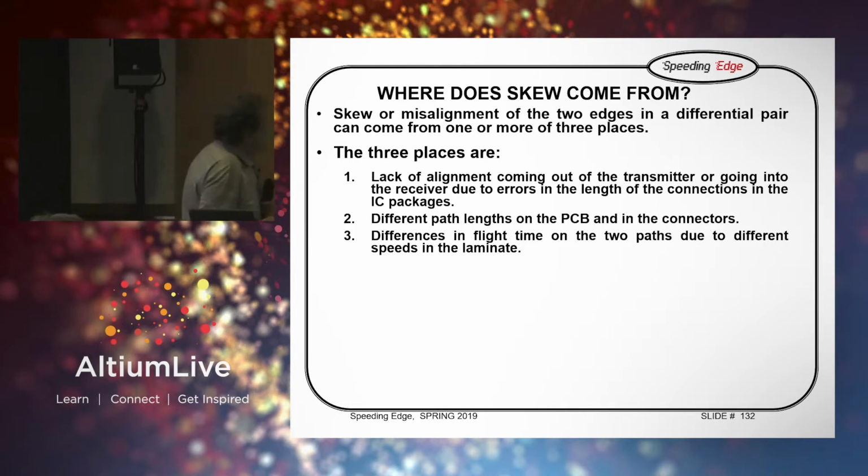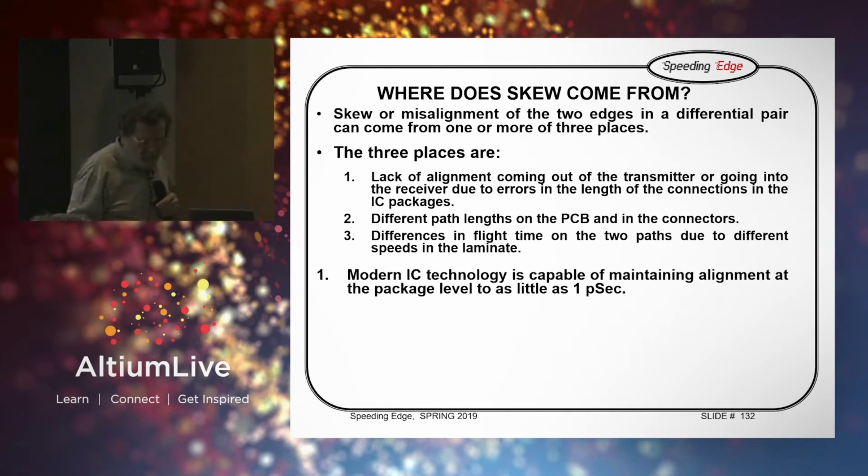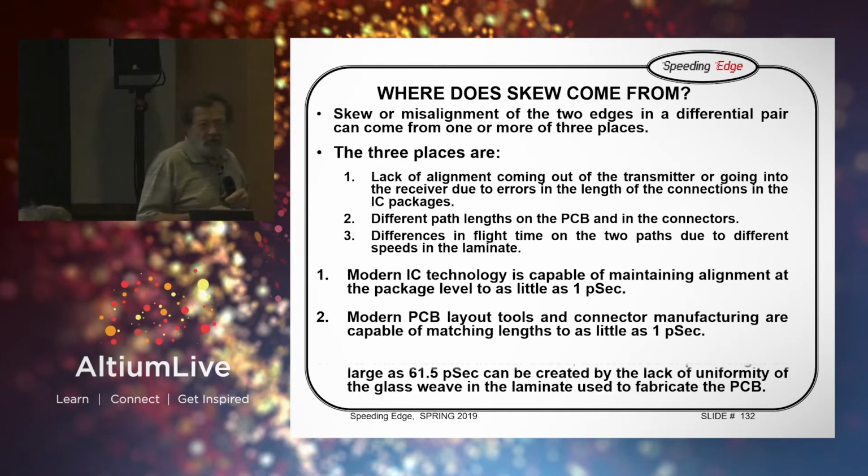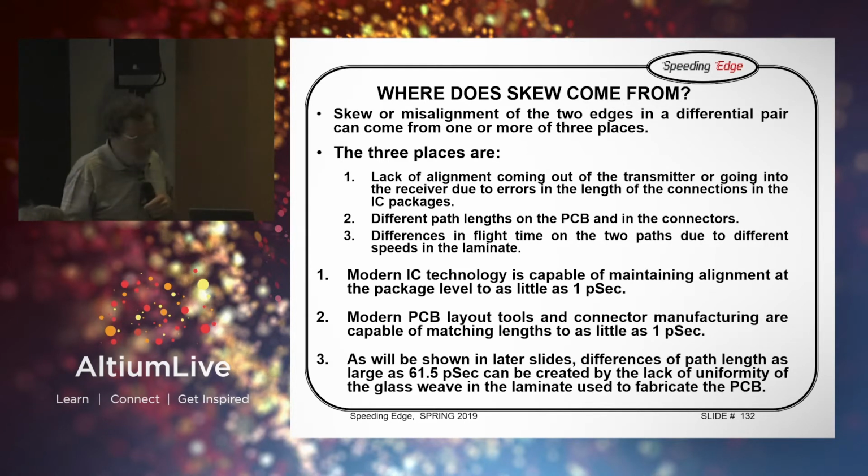And all the modern ICs I know about are doing such a good job matching things that a picosecond is about as much error or difference as you see leaving ICs. And you all are good at layout, so you can do that length matching on the board to a picosecond, or you think you can. Where we might have a problem is the glass weave. On the test boards that I've been citing, we got a shock because we had thought we had really uniform glass, and we wound up with one path 14 inches long with 62 picoseconds of skew.